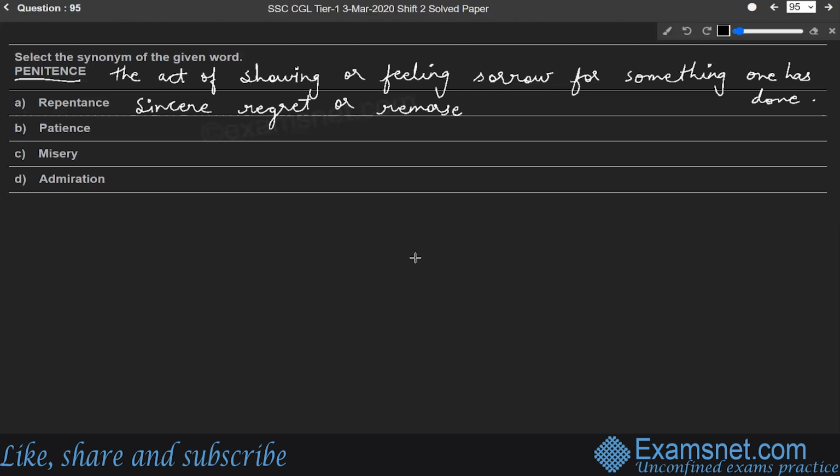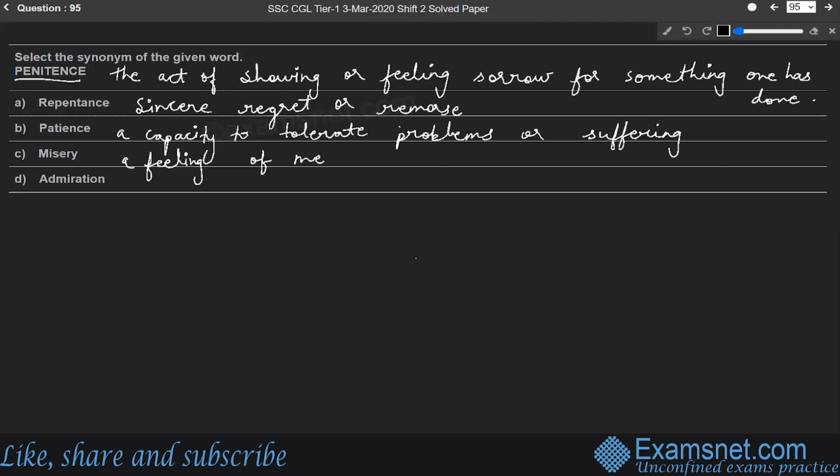Second option is patience. Patience refers to a capacity to tolerate problems or any suffering. Next option is misery. Misery is a feeling of mental distress, right? Next option is admiration. It refers to respect and approval.